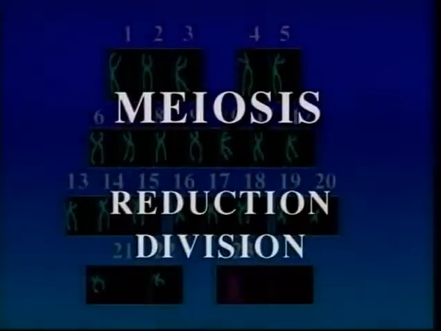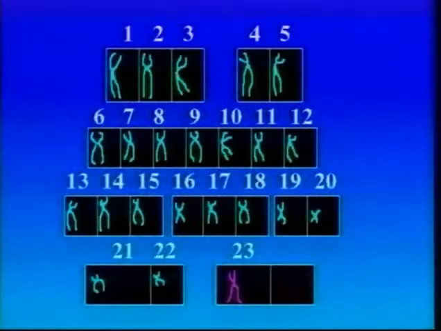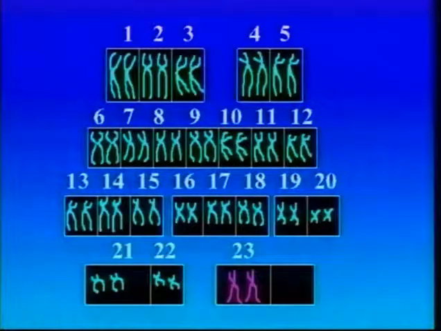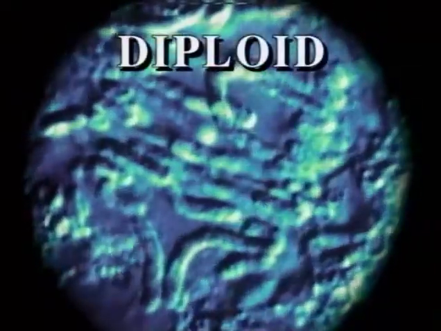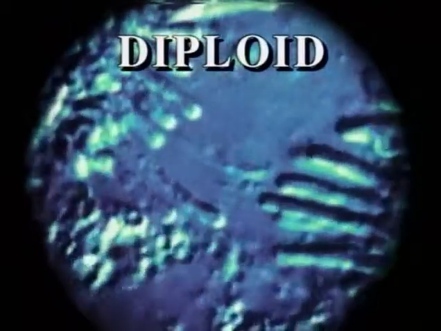In human cells, out of a total of 46 chromosomes, one set of 23 chromosomes comes from the male parent, and the other set of 23 comes from the female parent. This means that human cells normally have two complete sets of chromosomes. Having two sets of chromosomes is called the diploid condition of the cell.